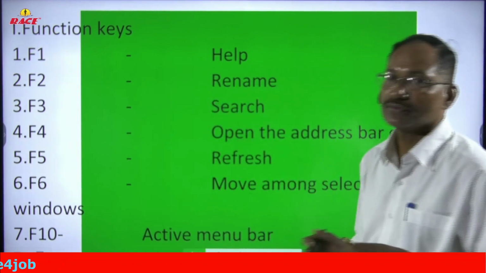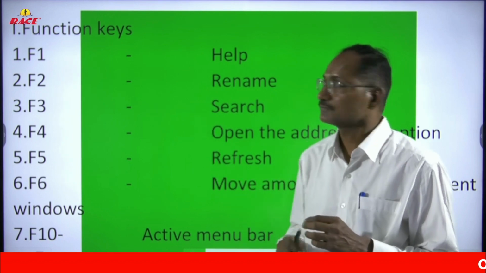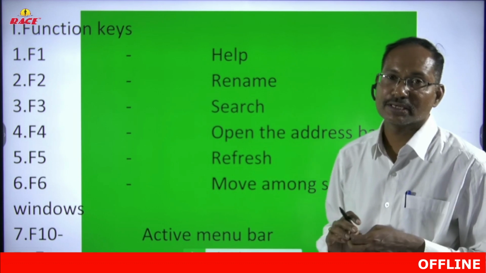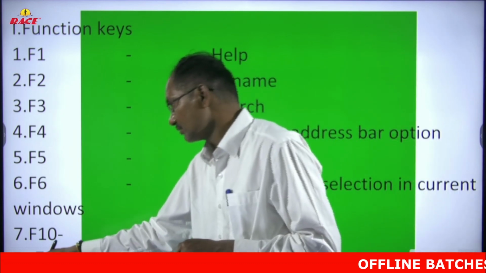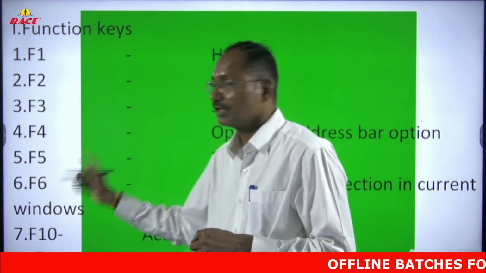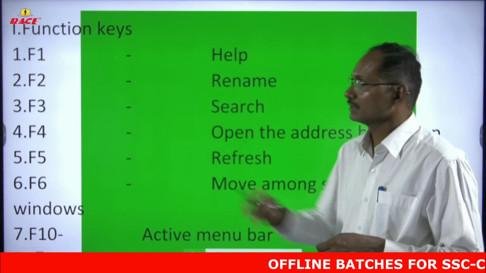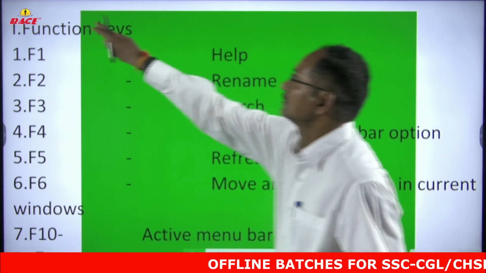F2. What is the use of F2? F2 is to rename a folder. F3. What is the use of F3? F3 is to search a particular file. When you click F3, the search button on the taskbar automatically opens and asks for the file name. F4 opens the address menu bar. The website page also comes. When you open Google Chrome, the address bar will be there.